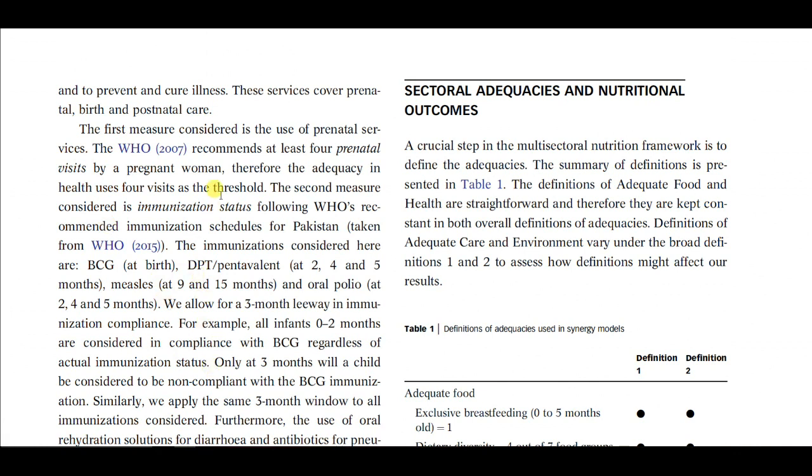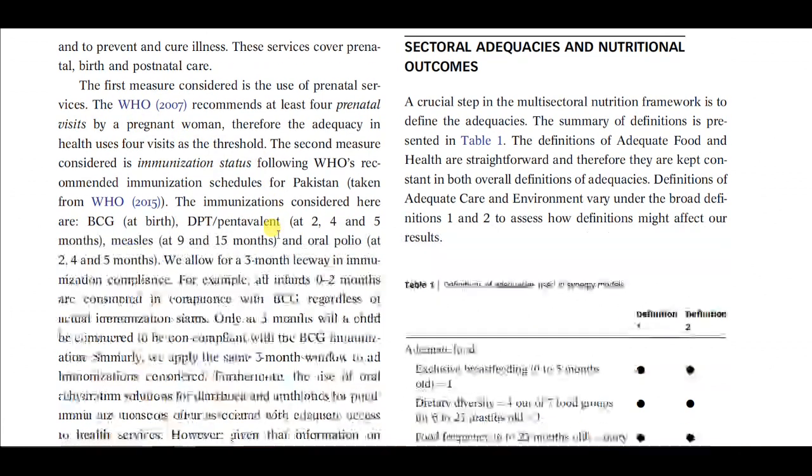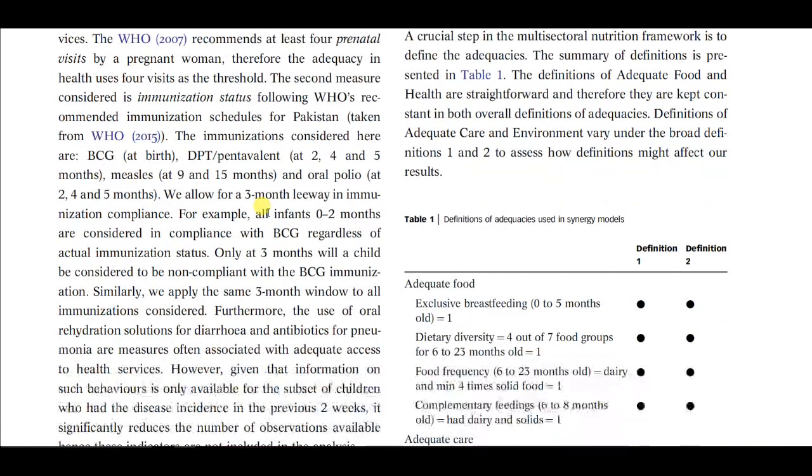Immunization status was adequate as per the WHO requirements. This data is very nicely available in DHS, so it was very easy to do that. The vaccinations covered are mentioned here: BCG, DPT, measles, and others. And we also allow for a 3-month leeway, meaning that if the child had to have a vaccination today, but for some reason it was delayed, we allow them 3 months to complete this vaccination. So we are not becoming too strict that if this was due today, it has to be done today. We give them 3 months to do that. So it makes it a little more relaxed and realistic.